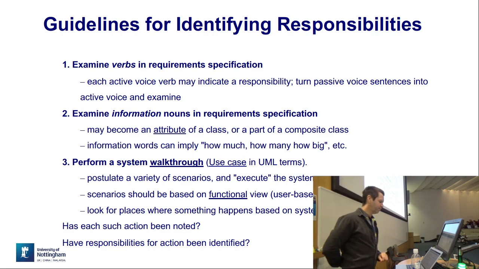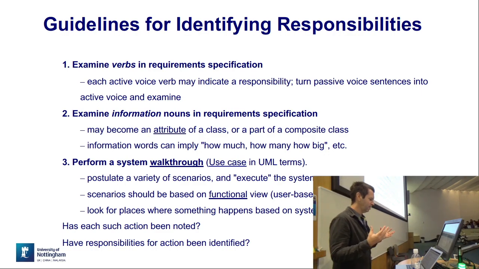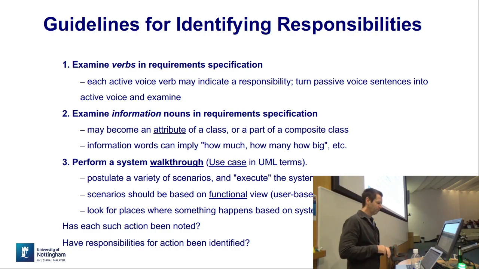Then look for information nouns in the requirement specification. For example, in your snake game, a snake is going to have a length. That's some information. It's going to be some value that has to be maintained. So this may become an attribute of a class or part of a composite class. Information words can imply how much, how many, how big.